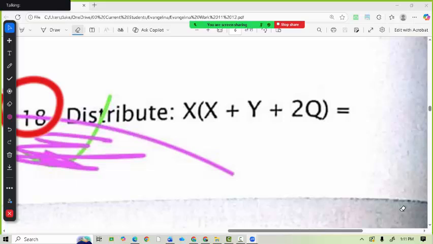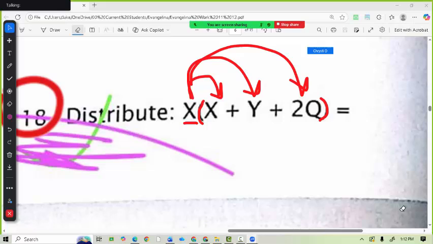Okay, for this one, it asks you to distribute that x. So distribute means this is the x, and because we have the parentheses here, we have to multiply the x by every term in there. This has to get multiplied, this one, and this one.